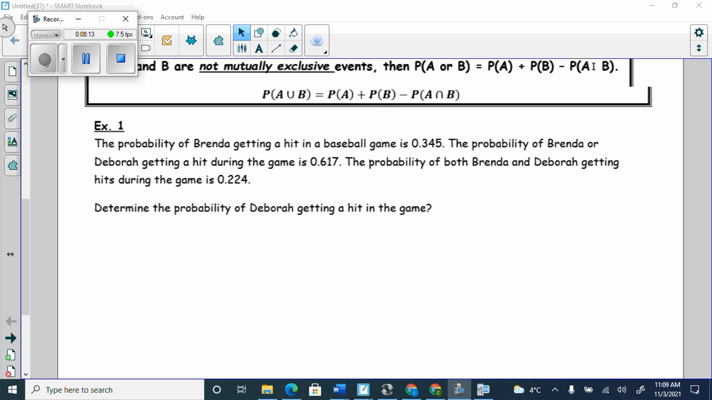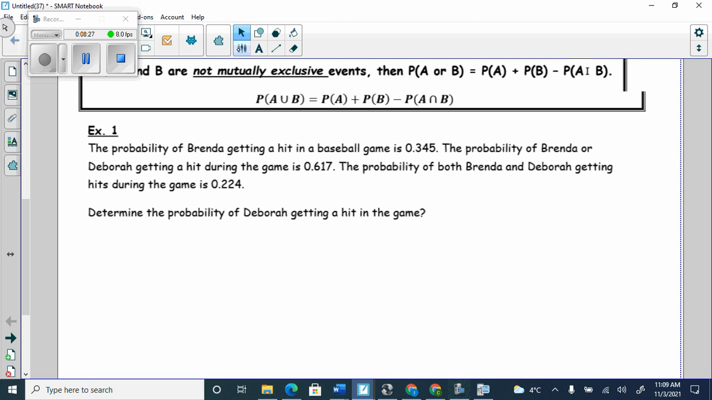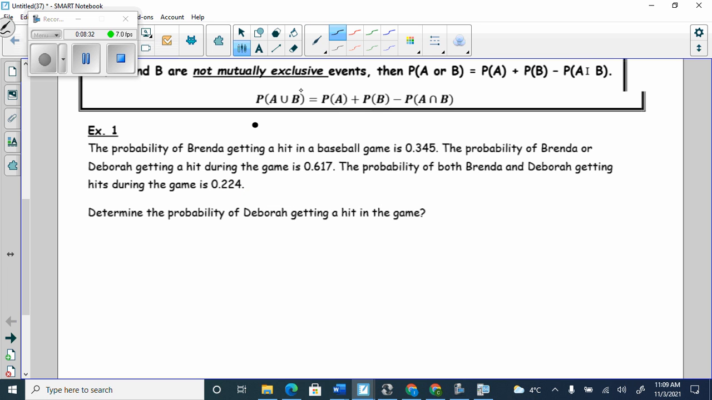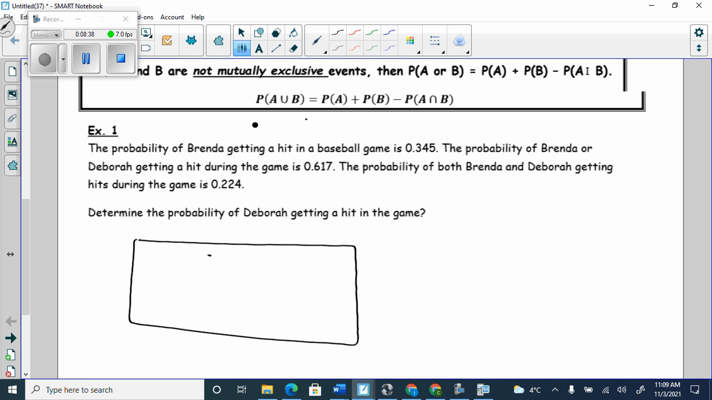Okay, so this one gives us the probability of Brenda getting a hit in the baseball game is 0.345. Probability of Brenda or Deborah getting a hit is 0.617. The probability of both Brenda and Deborah getting a hit is 0.224. You need to grab a pen. So we can draw ourselves a Venn diagram, because it's a probability Venn diagram this time. This would be Brenda, this would be Deborah. You can start in the middle: both of them getting a hit at 0.224.